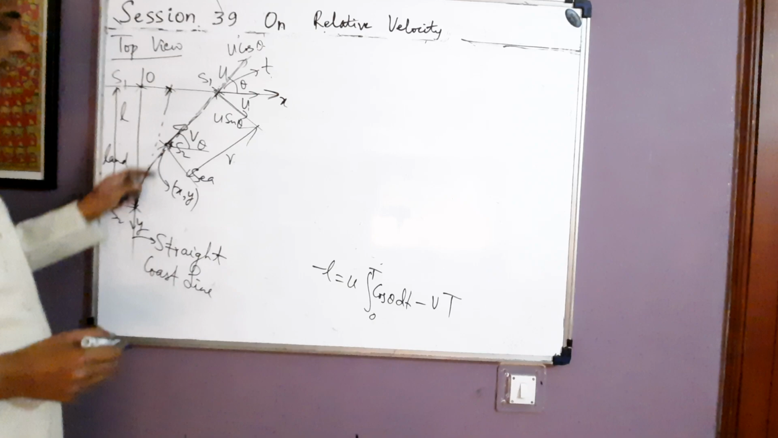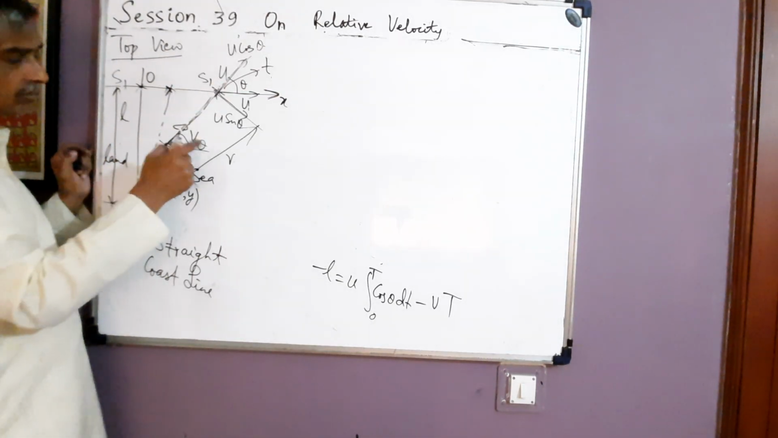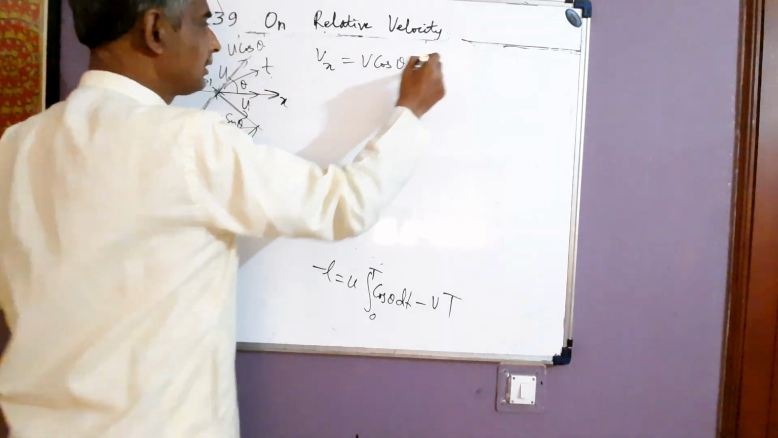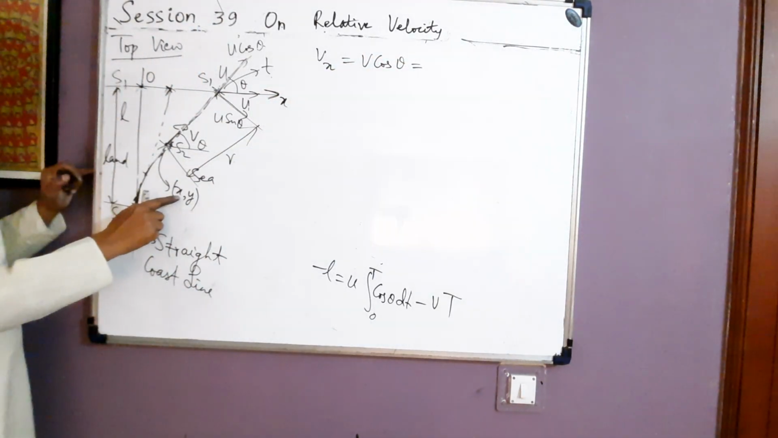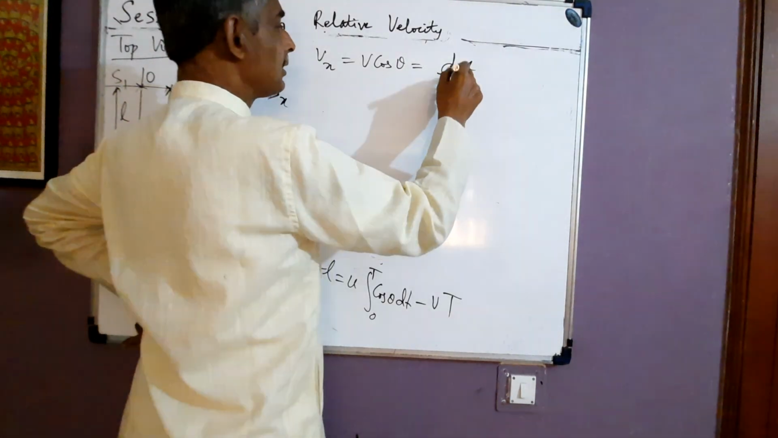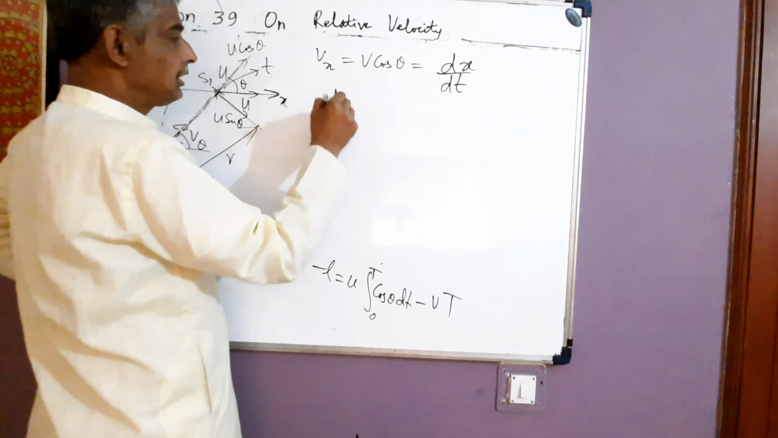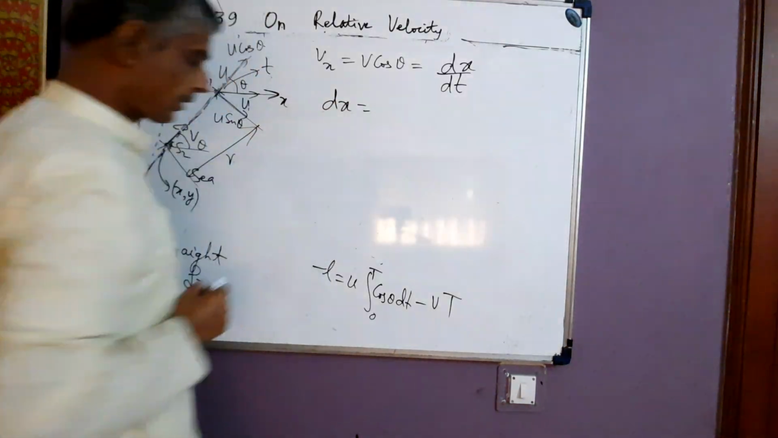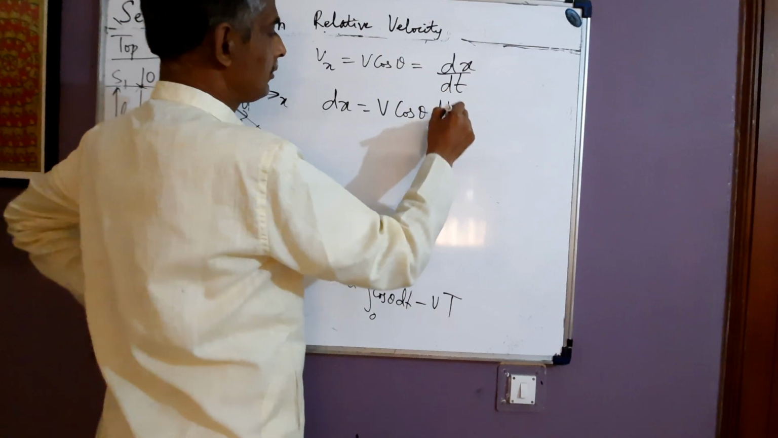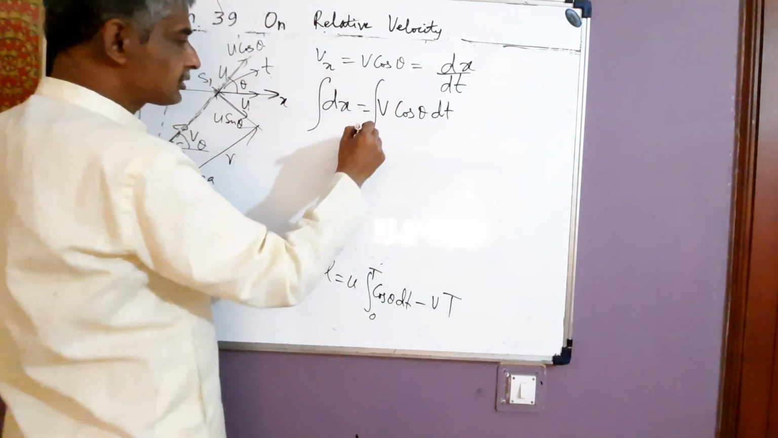Velocity of ship S2 is v. The component of v along the x-axis is v cos theta, that is vx. That is the time derivative of the x coordinate of ship S2 at time t, which we write as dx by dt. So dx is equal to v cos theta dt. Now integrate this equation on both sides.